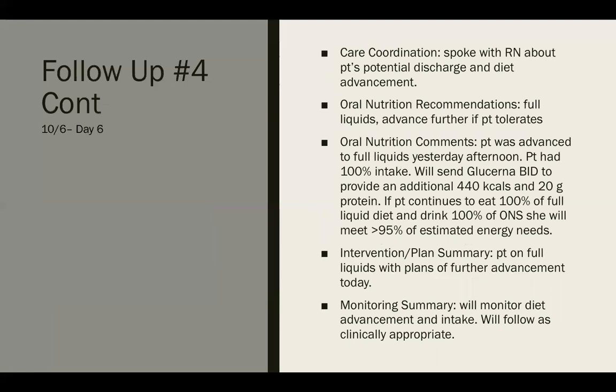And then after I spoke with the patient, I stopped and talked with the RN a little bit to see if she really was discharging. And the RN kind of said the same thing as me. Well, she seems to think that she is. The doctor's going to see her later on. But the RN sort of assumed that she would be another day or two in the hospital. Patient has advanced to full liquids, and the plan is to advance further if the patient tolerates this well.